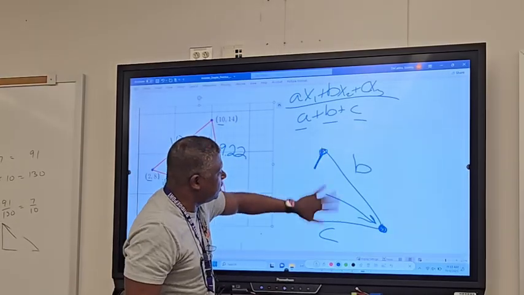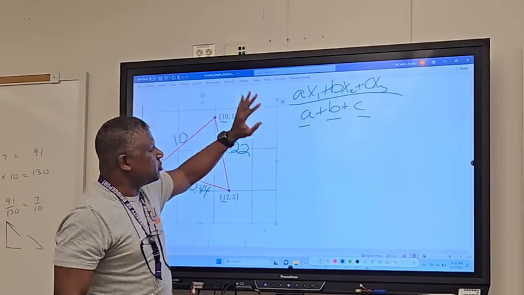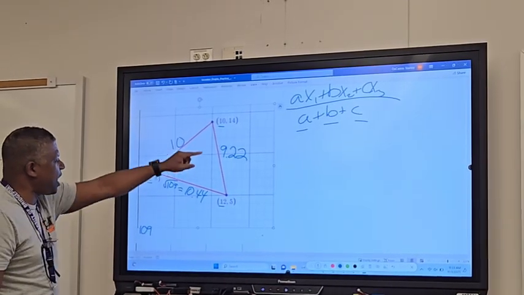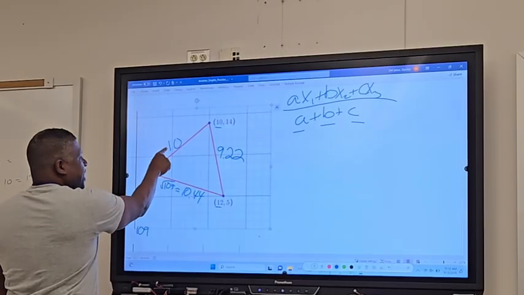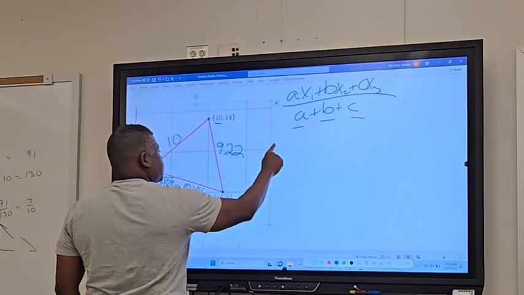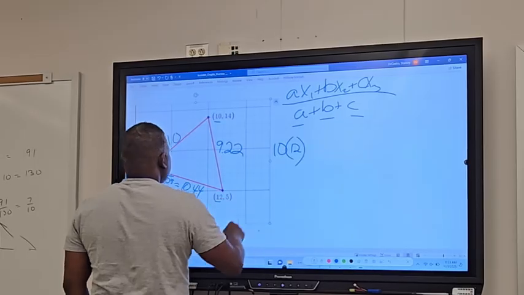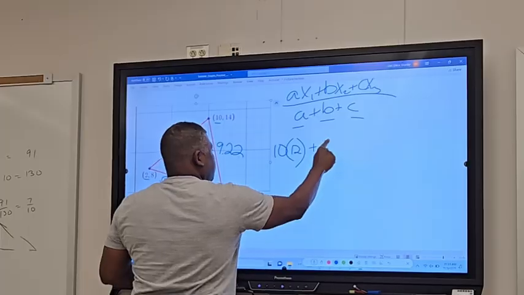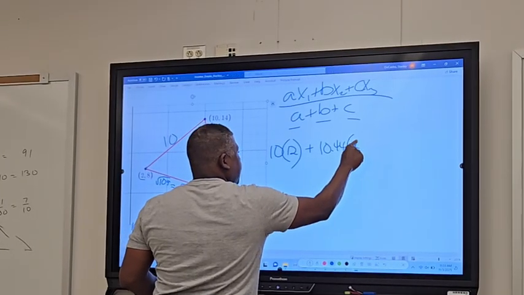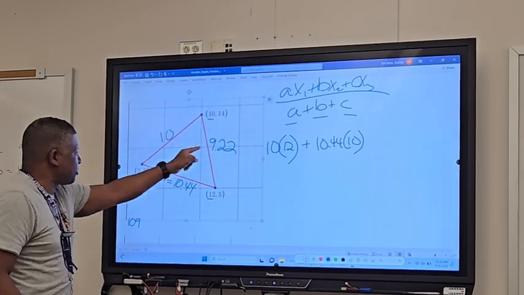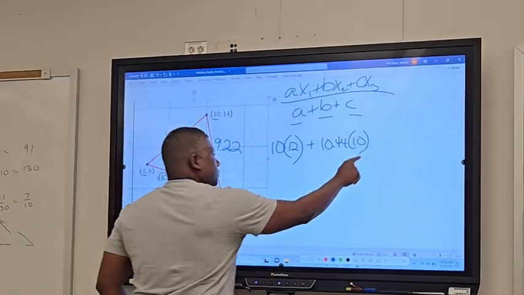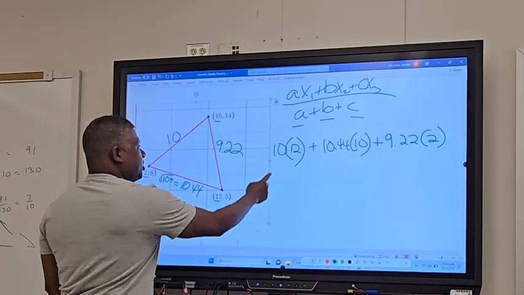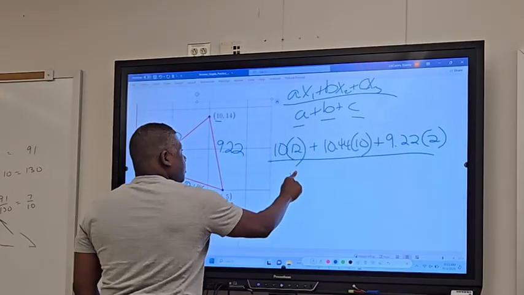I don't even really use this formula, like look at it and see what point is what. I simply look at the sides and say, hey, this side gets multiplied by that point. So in this case, it's going to be 10 times 12. Then we're going to have 10.44. This side gets multiplied by the x value up here, 10.44 times 10. And then this side gets multiplied by that point, 9.22 times 2. Simple algebra.